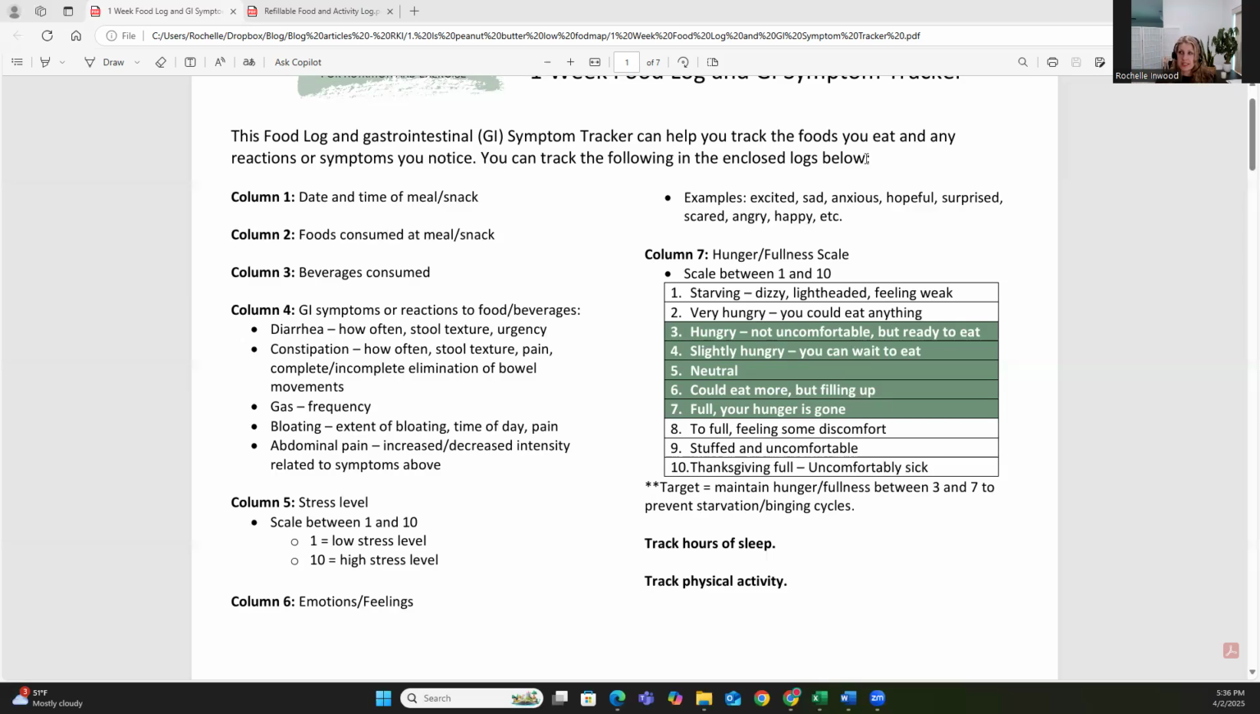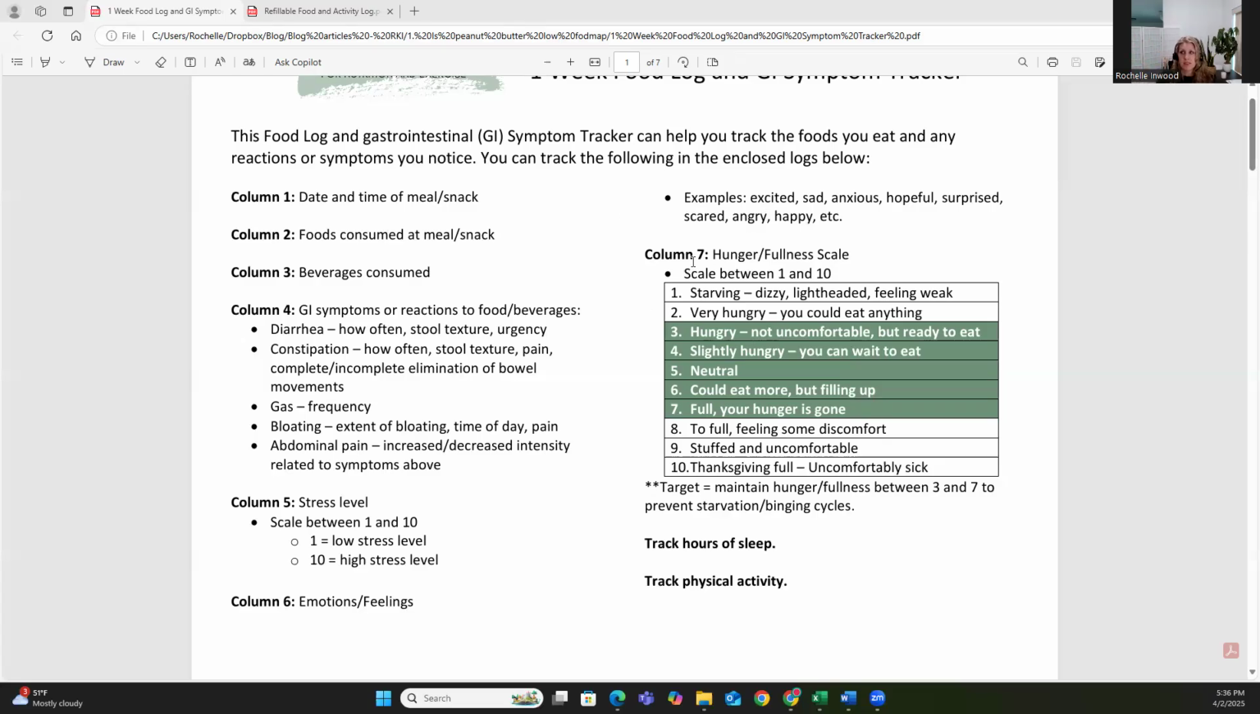So some examples of emotions that may be coming up for people could be boredom, excited, sad, anxious, hopeful, surprised, scared, angry, happy. All of these things can be emotions that can lead to potential eating or avoiding food. So those are things to keep in mind too.